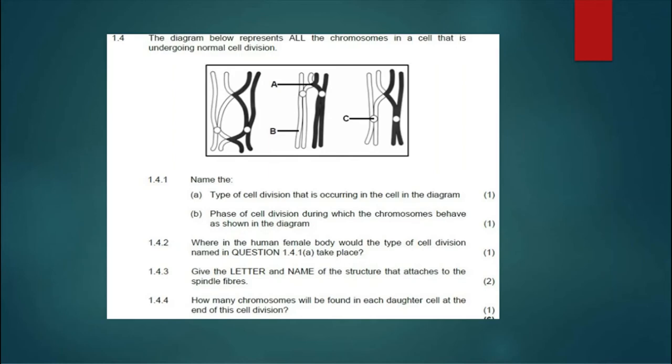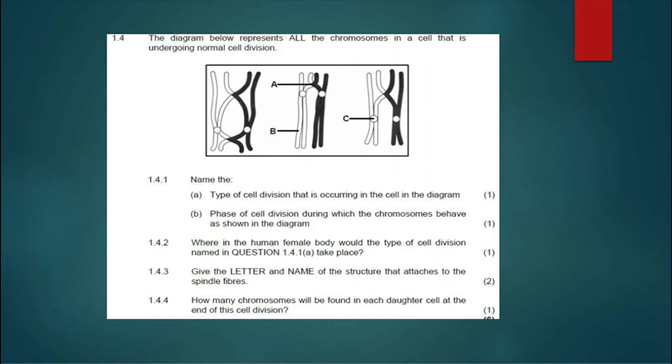The first question: the diagram below represents all the chromosomes in a cell that is undergoing normal cell division. Name the type of cell division that is occurring in the cell in the diagram. We spoke about cell division, which is meiosis, right? So the answer is meiosis. B, name the phase of the cell division during which the chromosomes behave as shown in the diagram. If you look at the diagram, you can see that crossing over is taking place. So in which phase does crossing over take place? The answer is prophase 1.